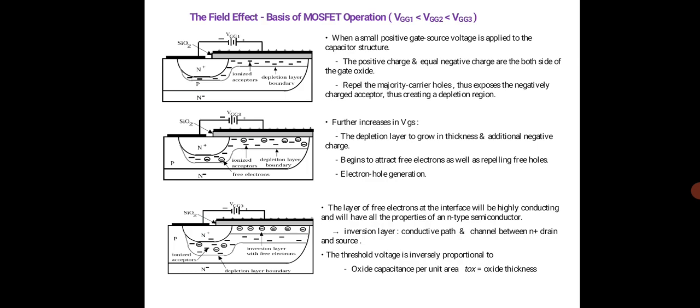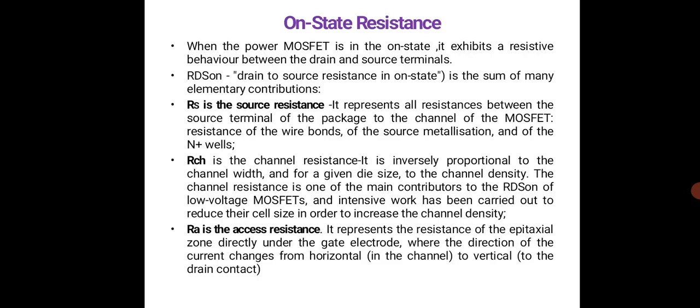The threshold voltage is inversely proportional to the oxide capacitance per unit area, which depends on Tox, the oxide thickness. Now we are bothered about the on-state resistance. When the power MOSFET is in the on-state, it exhibits a resistive behavior between the drain and source terminals, which is indicated as RDS(on), the drain to source resistance in the on-state.